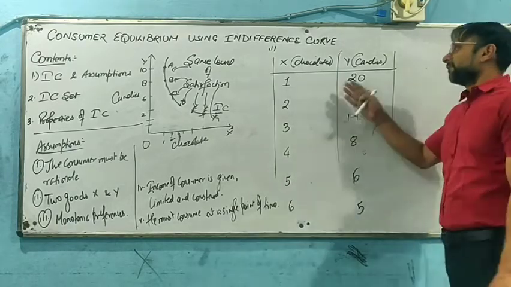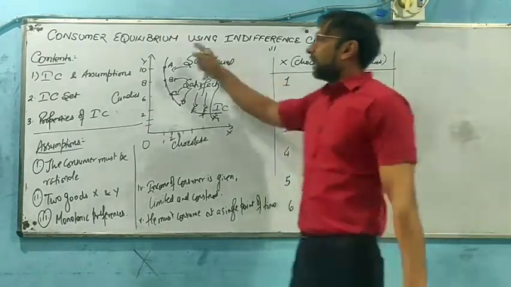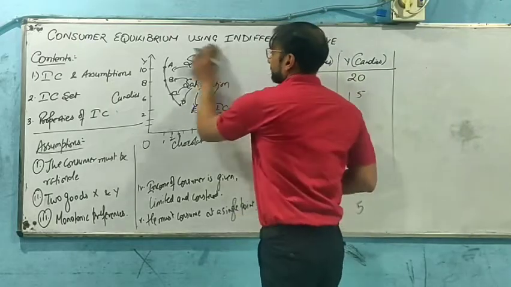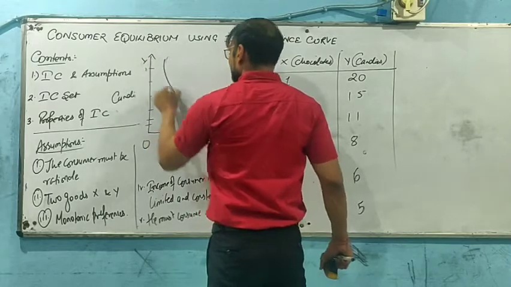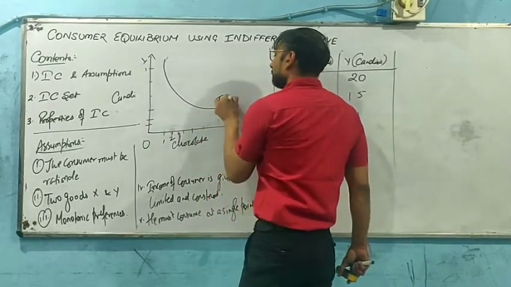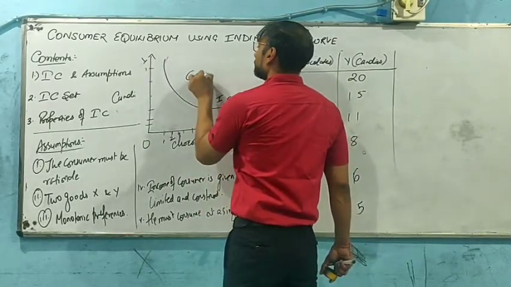That is what we can say: the indifference curve, as we told you, is convex to the point of origin.